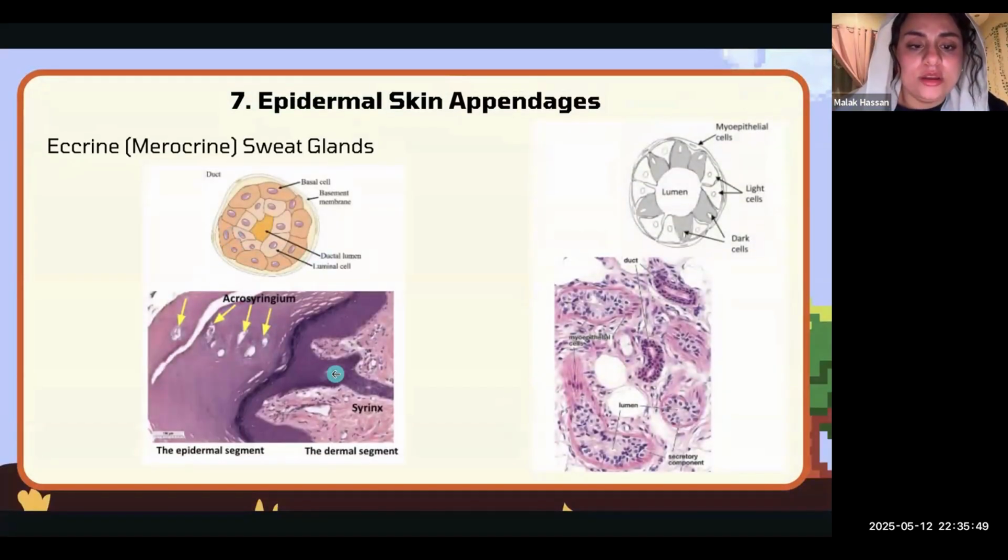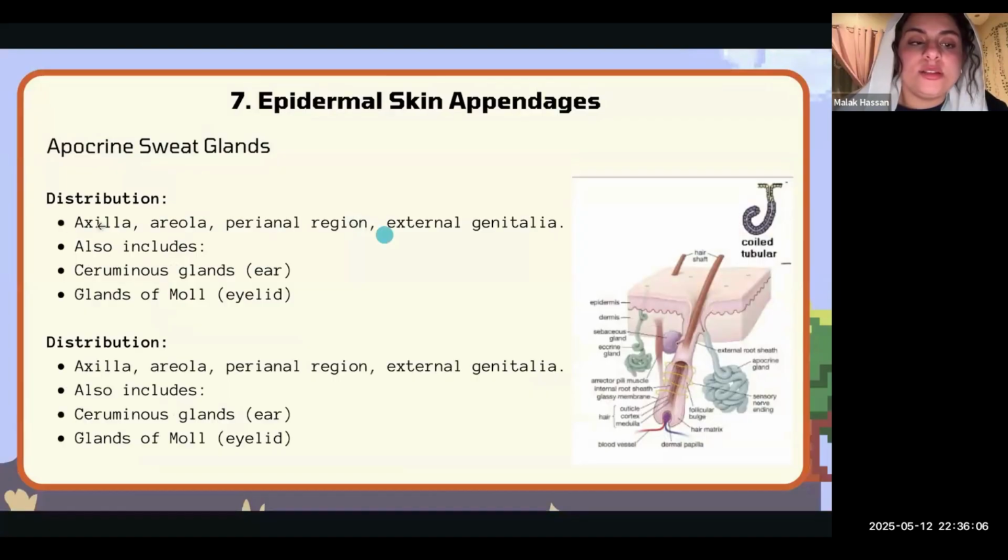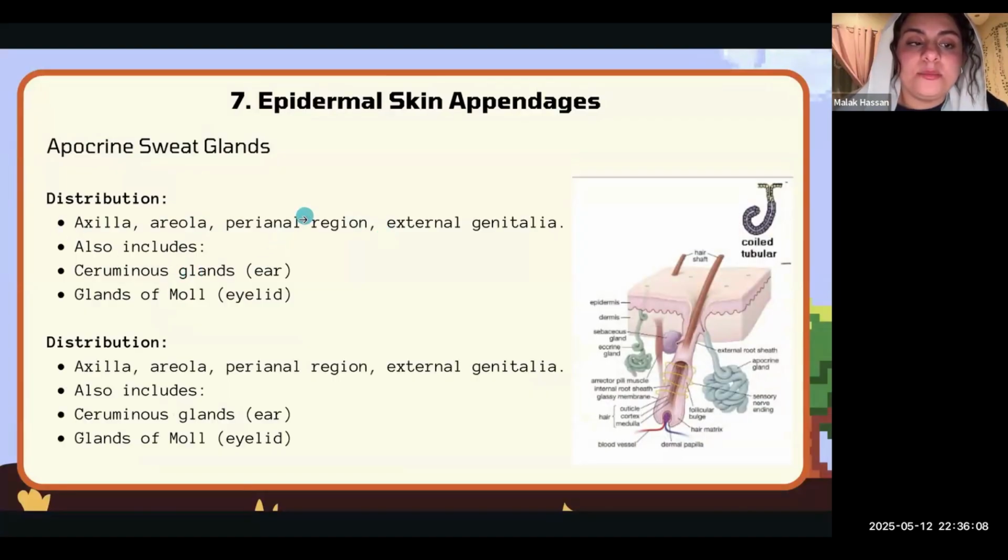Now we can see here, this is the acrosyringium. This is the duct of the eccrine gland. There's no myoepithelial cells on the outside. Then we have the apocrine sweat glands, which are the stinky glands. They're found in every area that could possibly be stinky. So the axilla, the perianal region, the external genitalia, the areola.